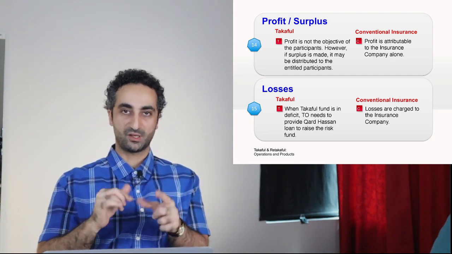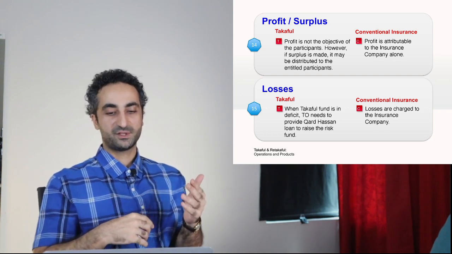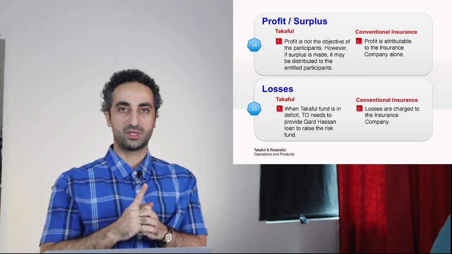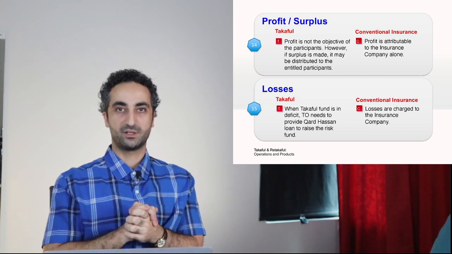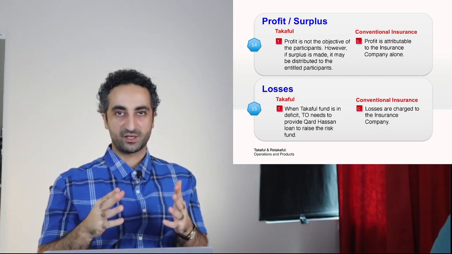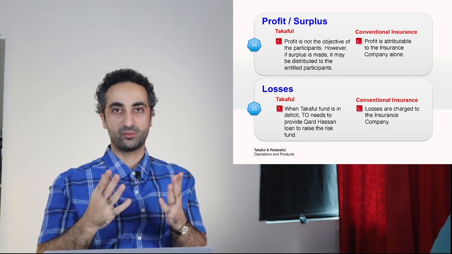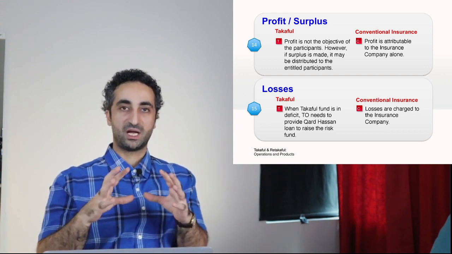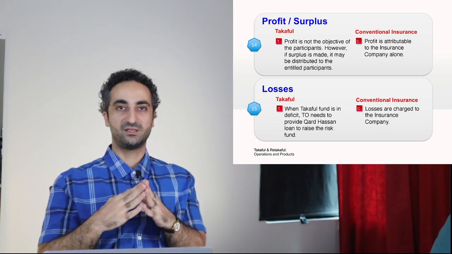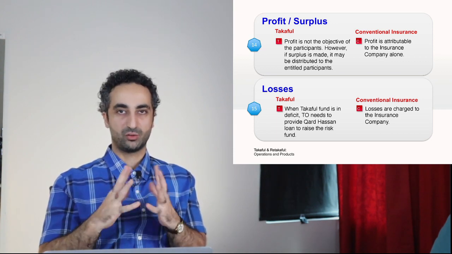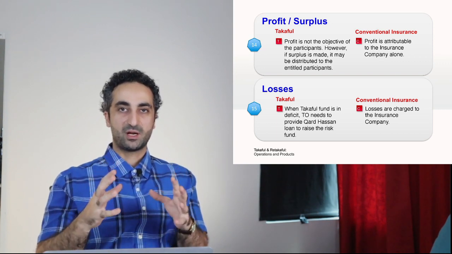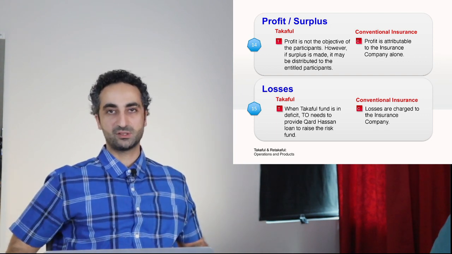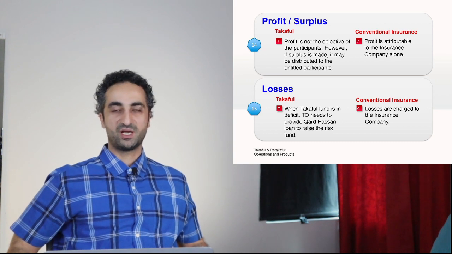How about losses? The opposite scenario. When the Takaful fund is in deficit, the TO needs to provide Qard Hasan, a zero-interest loan, to raise the risk fund. So during a specified year, unluckily, we had so many claims, so many accidents due to bad weather, let's say, and the 100K was not sufficient to pay all the people. The claims amount was 150K this year.